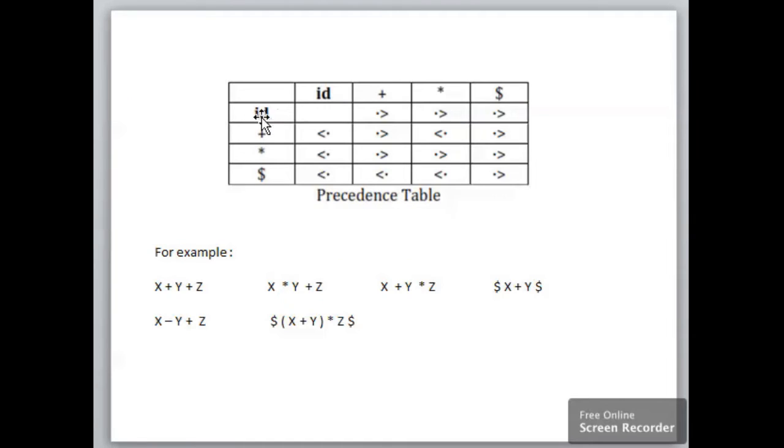Now this is how the table is going to be constructed. These are representing the symbols in my given grammar. If I take a very small grammar, E can have the form of E plus E, E can have the form of E into E, and E can have the form of id. Only three productions I have taken.